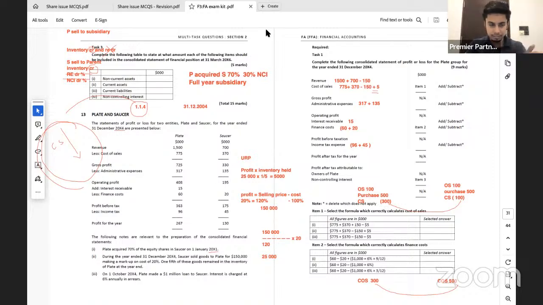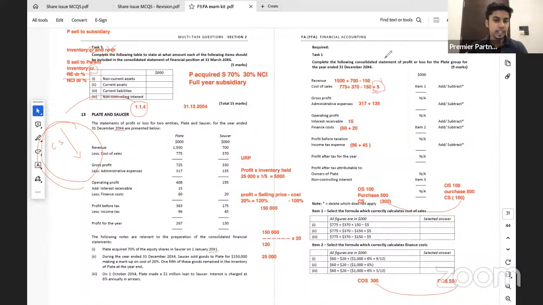So, guys, summary is this. When you get a URP, what you have to always do? You should add it to cost of sale, no matter who sells to whom. Parent seller, subsidiary seller, doesn't matter. No matter who sells, just get your URP. Please go and add that inside your cost of sale.